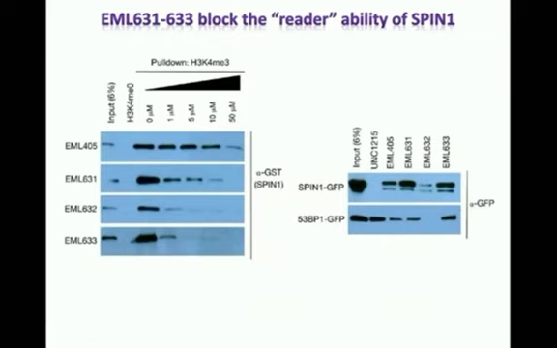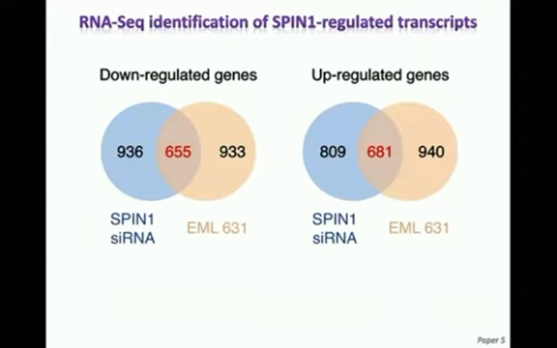So again, from this setup, you can see that EML631 can inhibit the binding of Spin1 to the reader in the cells. So let's see how this binding or inhibition will affect the activation or the upregulation or downregulation of the gene.